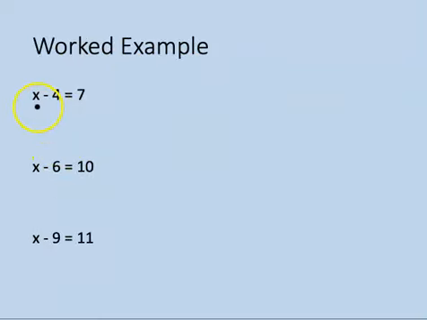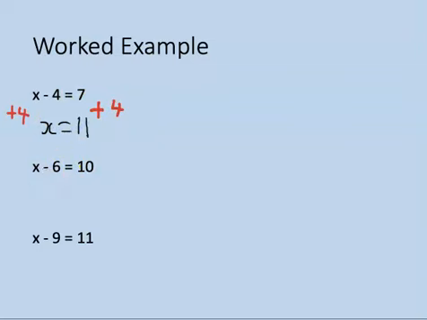Now if I deal with it this time where I take away a number from x, this is why the opposite game works really well, because instead of taking away 4, I do the opposite, I add 4 to both sides. And remember, when I do the opposite, I make this number disappear, so I'm left with just x. And 7 plus 4 is 11.